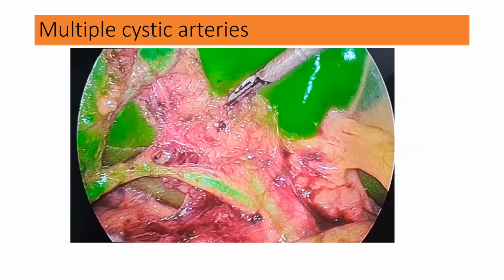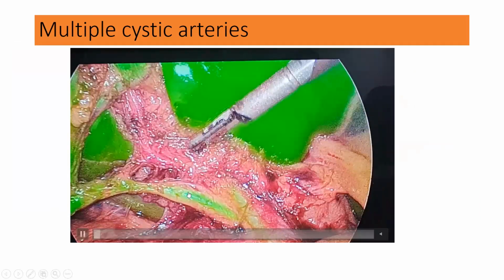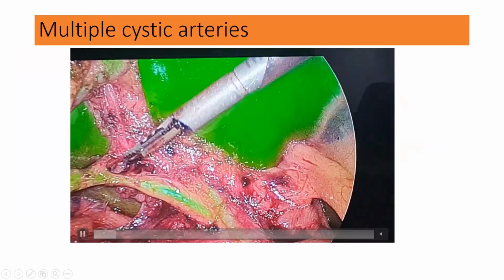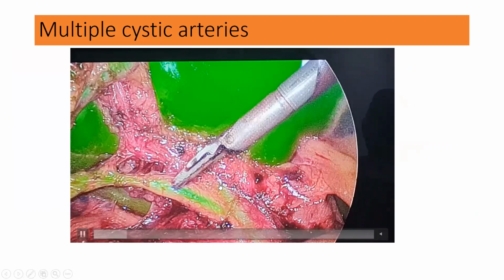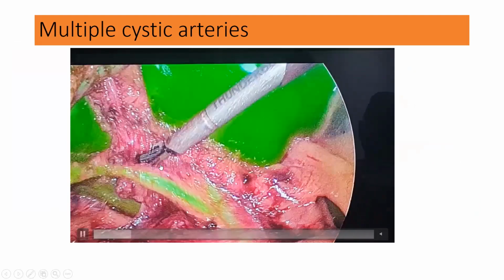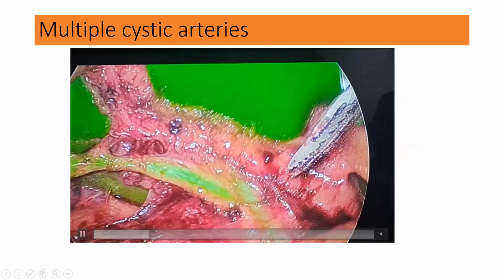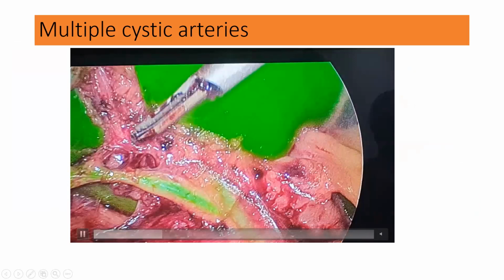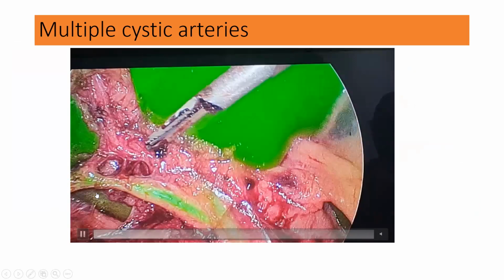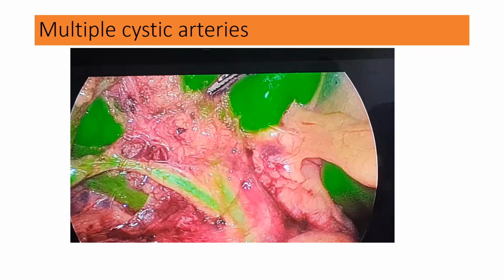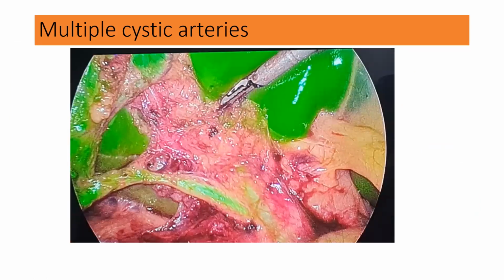Many a times the vascular tree will tell you about multiple cystic arteries. So here we can see this is the cystic duct and this is the caterpillar hump going, a supracystic caterpillar hump, and it is a long cystic artery, and there are multiple, 1, 2, 3, 4 cystic arteries along the cystic duct. That is how the vascular anatomy is also very well visualized with the ICG dye.